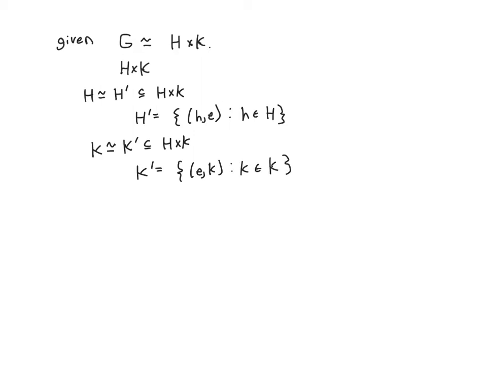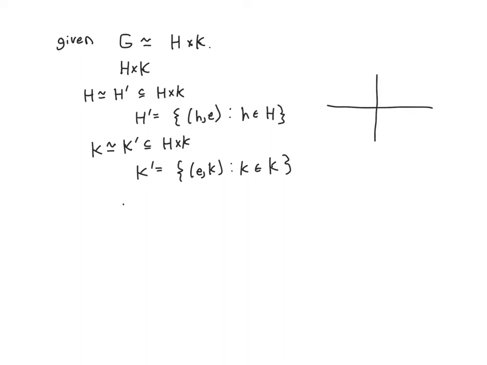In other words, this is sort of the generalization of the coordinate axes in R squared. The coordinate axes are given by setting one of the coordinates equal to 0. These coordinate subgroups, so to speak, are given by setting one of the coordinates equal to the identity. And each of the coordinate subgroups is isomorphic to one of the factors in the direct product. Why does this matter? Well, there's some nice properties you can see about these coordinate subgroups.